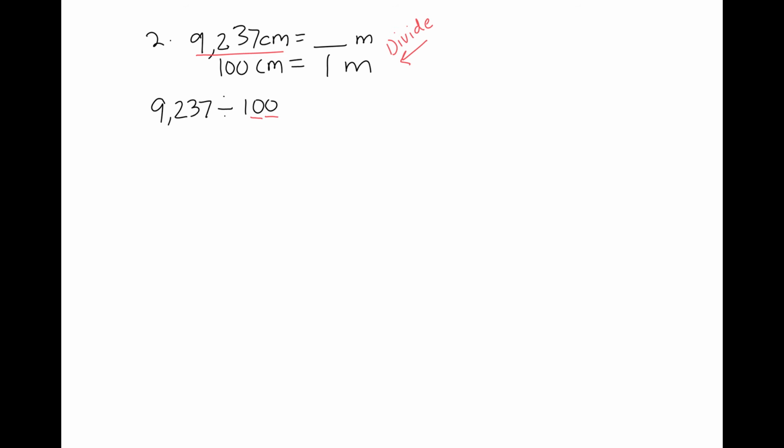Now in our number 9,237, where is my decimal? You're right, it's at the end. It's a whole number, so our decimal is always at the end. So I'm dividing and I have 2 zeros, so that means I'm moving my decimal 2 places to the left. 1, 2. My decimal ends here. So my answer here would be 92 and 37 hundredths, and we were looking for meters. This is my answer.